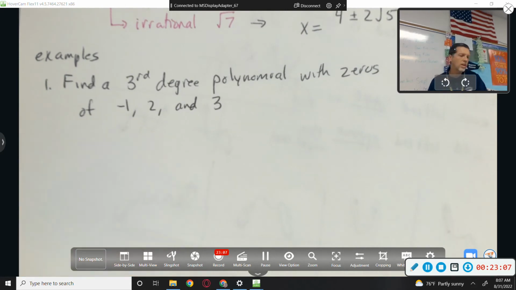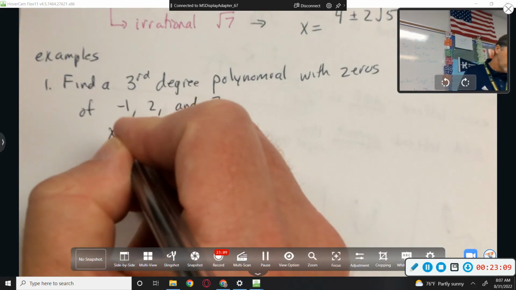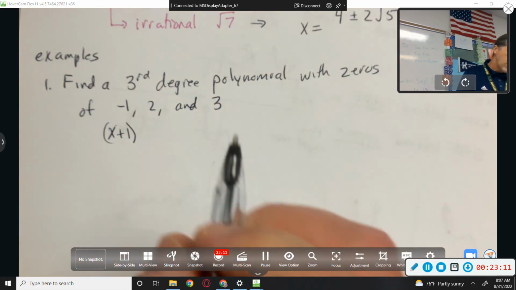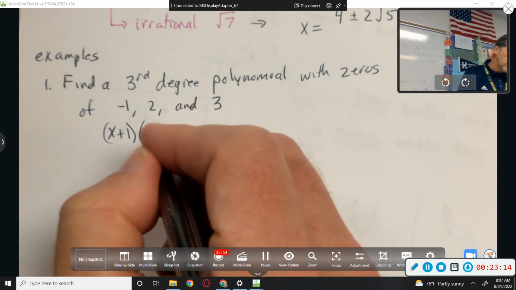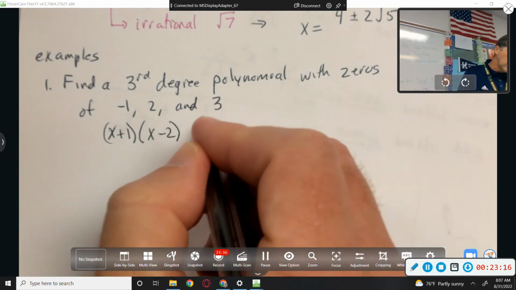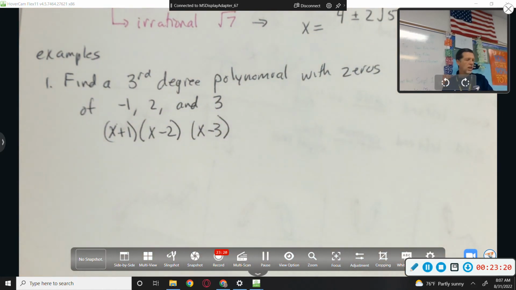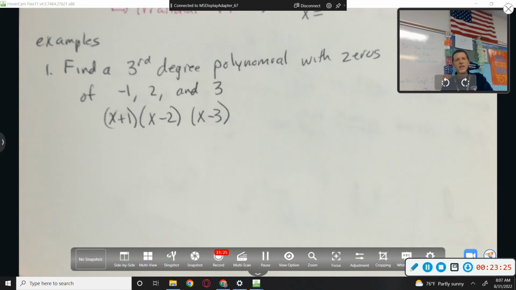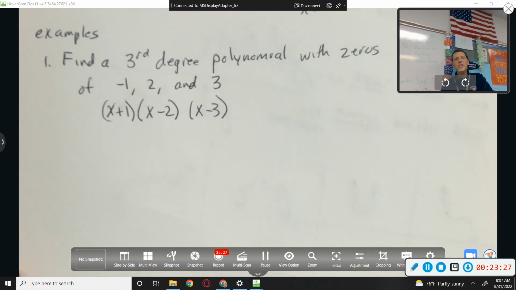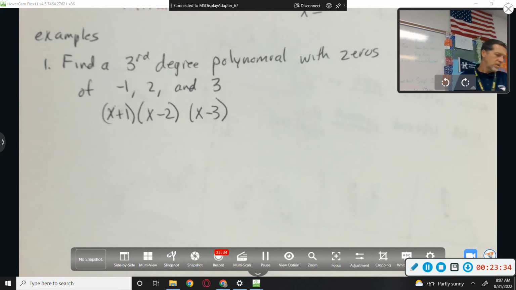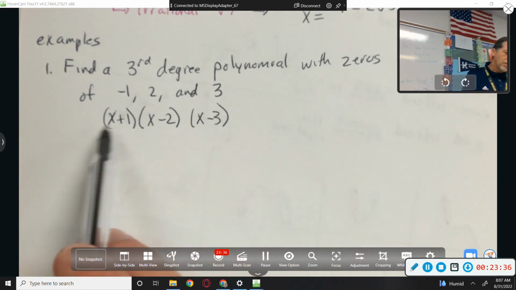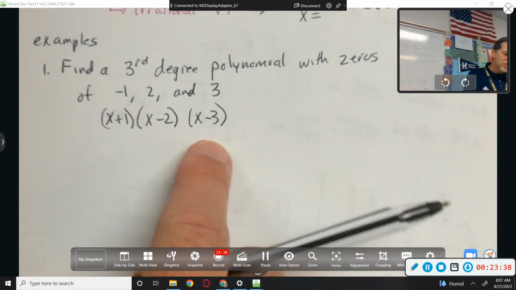x plus 1. And if 2 was the root, then x minus 2. And if 3 was the root, x minus 3. Now there's two things I don't like about that answer. I want it multiplied out. So when multiplying factors, it's kind of like multiplying numbers.